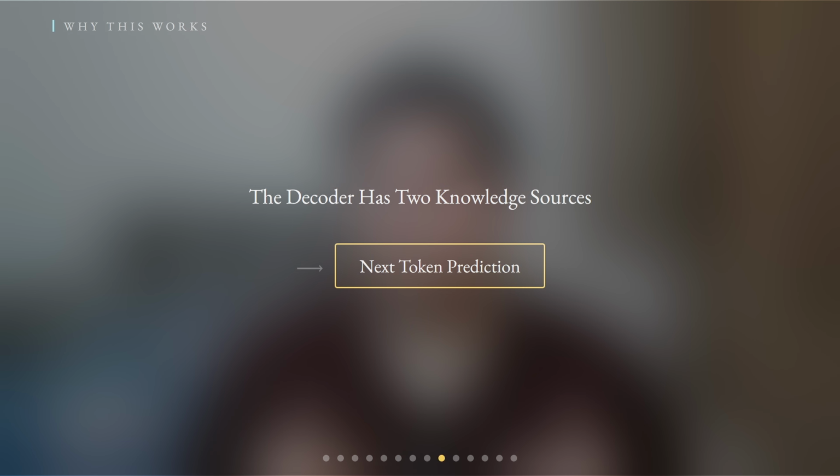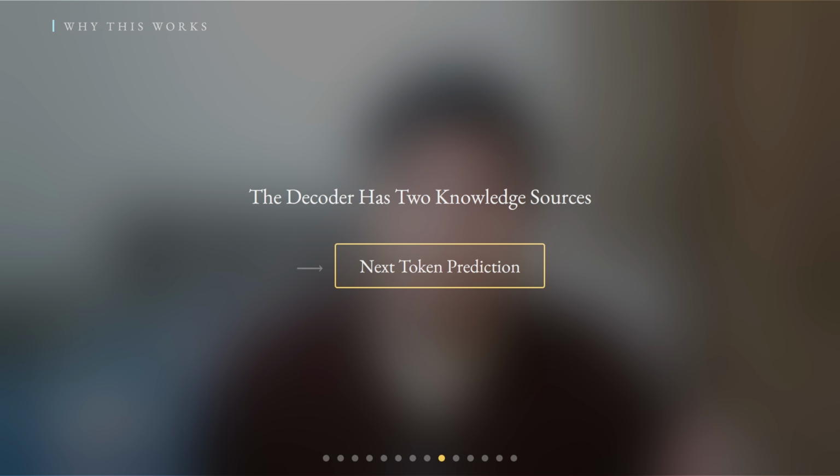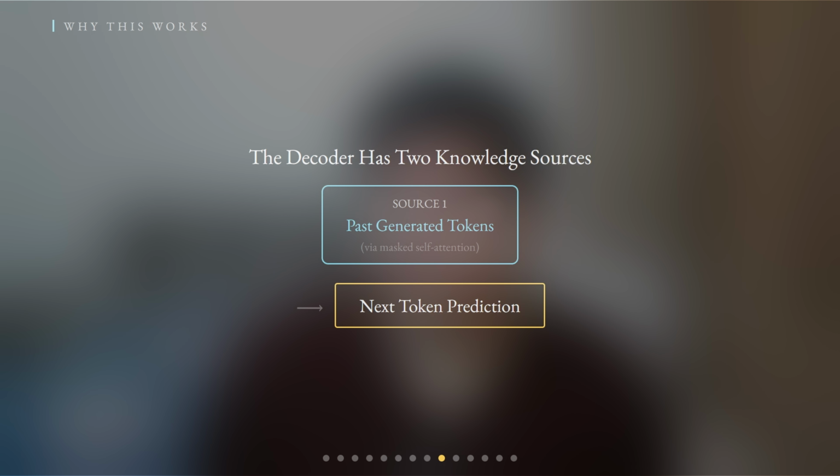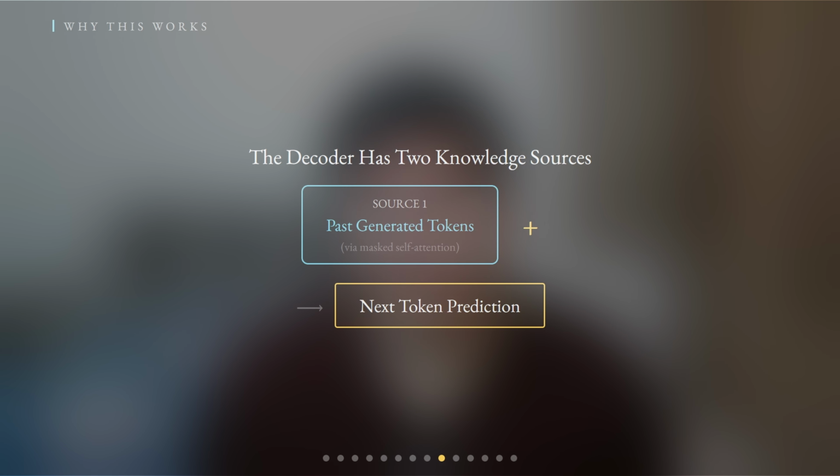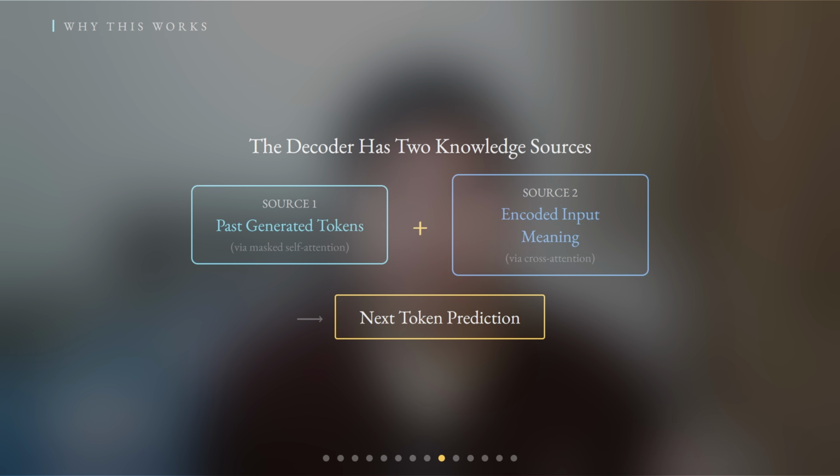Now, step back and see the bigger picture. The decoder has something that the encoder does not. It has two distinct channels of information flowing into it. Source 1, the tokens it has already generated, comes through masked self-attention. The decoder rereads its own draft to maintain coherence and grammatical structure. And it combines that with source 2, the encoder's understanding of the input. This arrives through cross-attention. The decoder consults the original material to make sure it captures the right meaning.